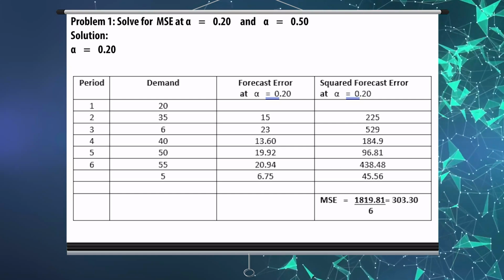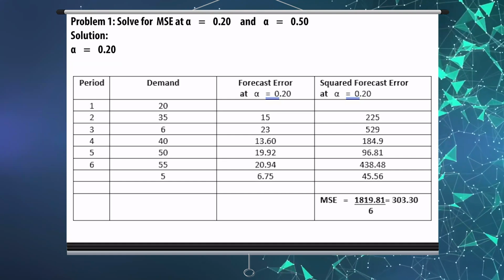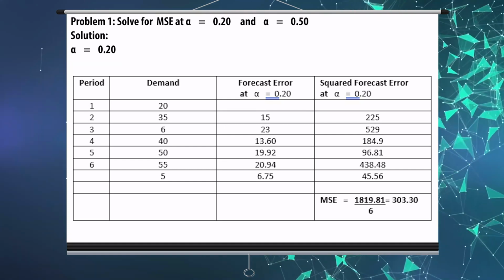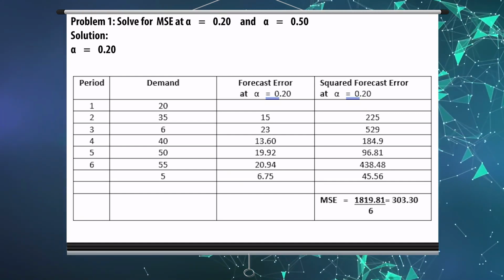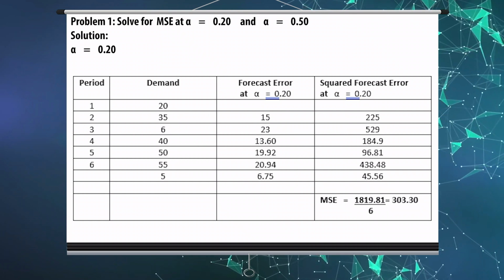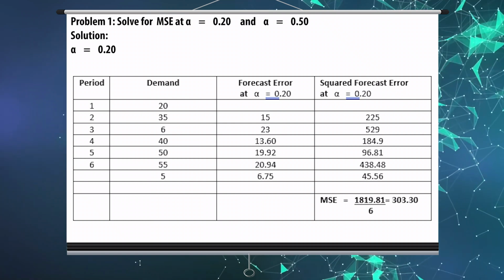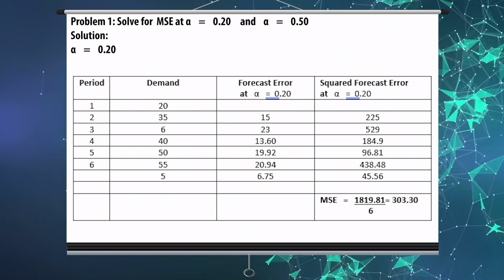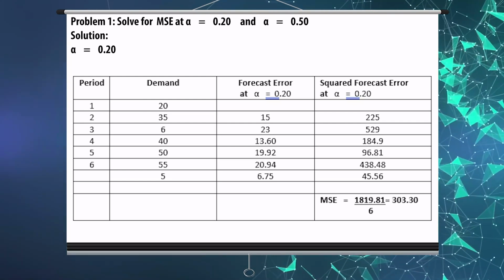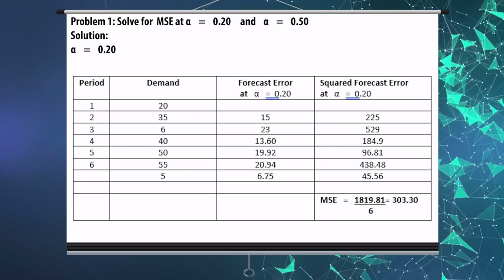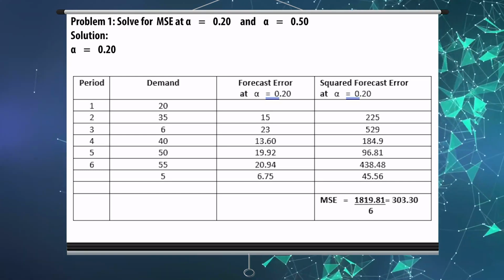As displayed in the table, we have 6 periods that we have considered. The second column shows the demand, and in the third column we are able to compute the forecast error at alpha equal to 0.2. We also computed the squared forecast error, and these are the following values: 225, 529, 184.9, 96.81, 438.48, and 45.56. Ultimately, we are going to compute the MSE, and our value is 303.30.